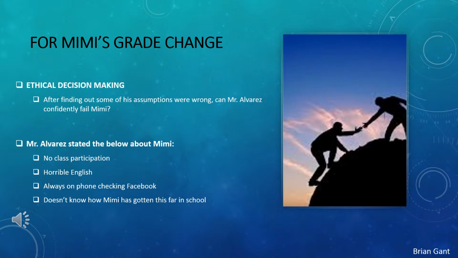When reviewing this case for Mimi's grade change, I'd like to present some arguments for other groups to take a look at. In regards to ethical decision making, there was a quote within some of the reading that stated, ethical decisions and decision makers reflect honesty, integrity, fairness, due care, responsibility, and accountability. Mintz 2014. Mr. Alvarez is an adjunct professor at this university. It states that he's considered an expert in his field, and it also states that students love having Mr. Alvarez as a teacher. After finding out that some of his assumptions about Mimi were wrong, can he confidently fail Mimi in this class?